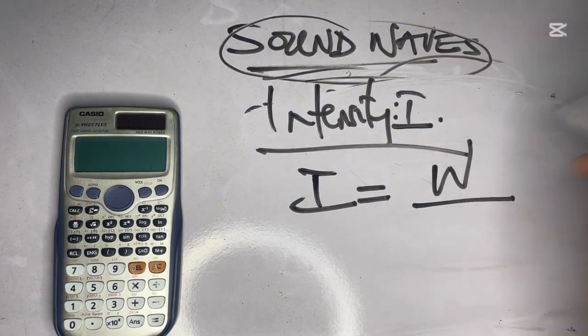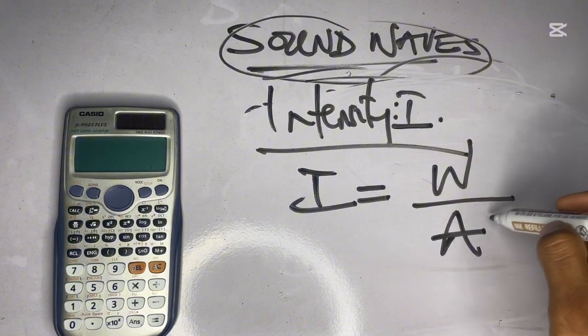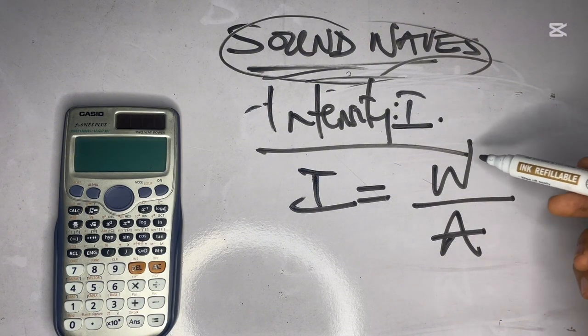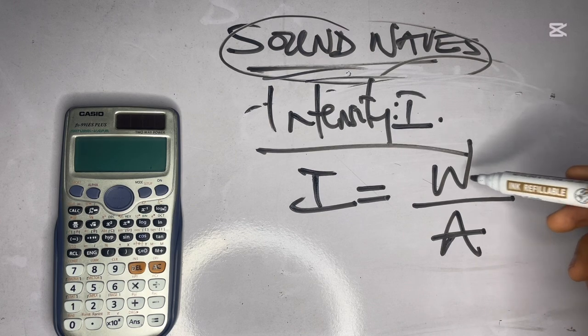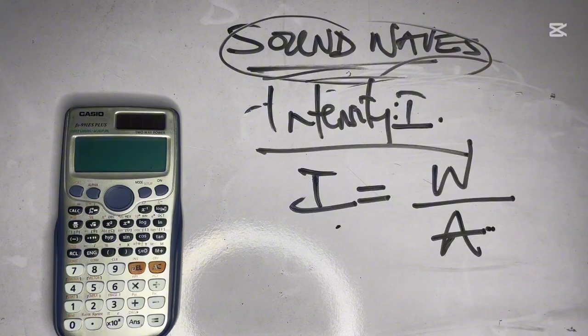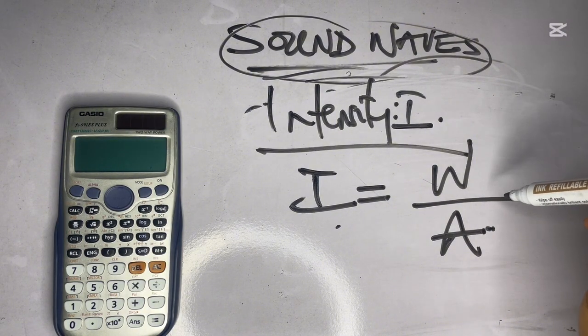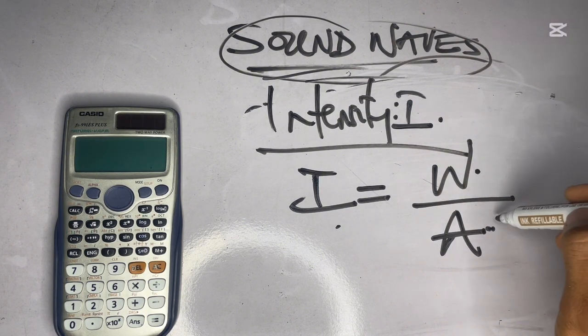W, energy in this case, now we are looking at work done as the energy all over A. This is the cross sectional area. The amount of energy that is required to move a particular sound wave through a given cross sectional area is what we call the intensity. Remember, power has to do with time. Power does not have to do with area, please. So don't mistake power for intensity. This is W per A.